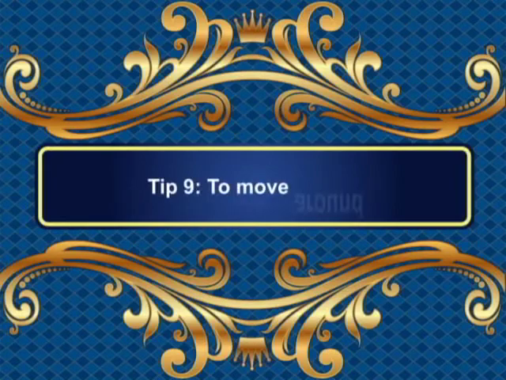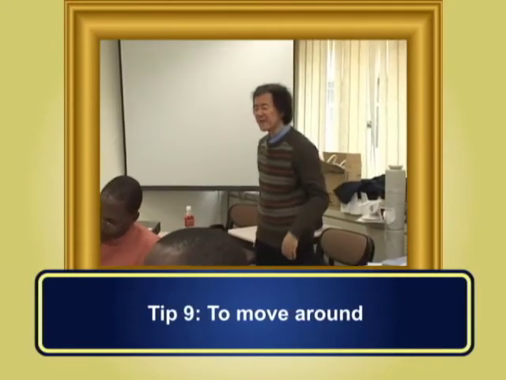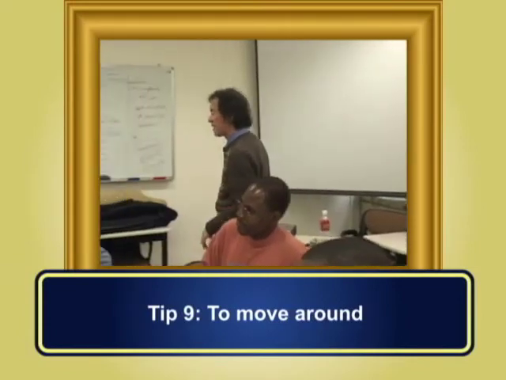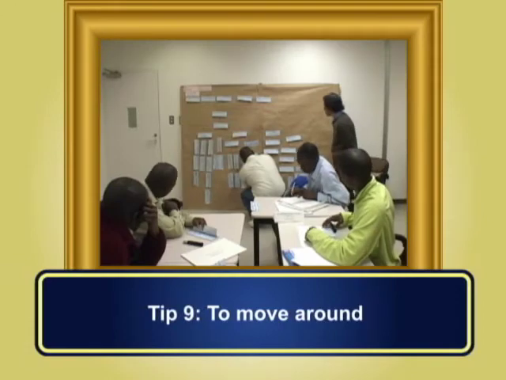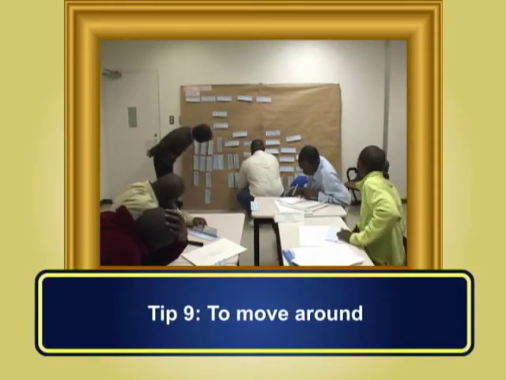Tip 9. To move around. Please move around so as not to stay with any one particular group, otherwise you may exert too much influence on the group.